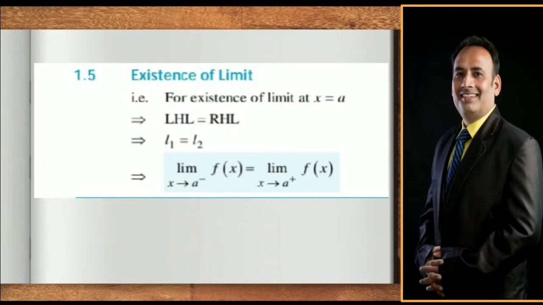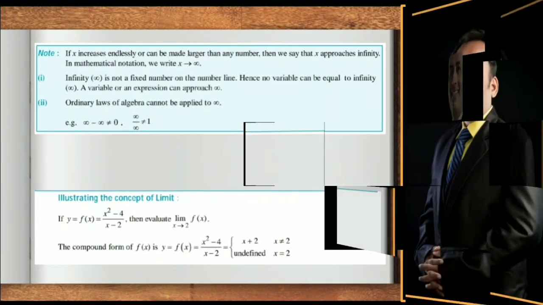Now come to the point for the existence of limits. So finally what we say here is, at x equal to a, if LHL and RHL are equal, then only we can say that limit exists.